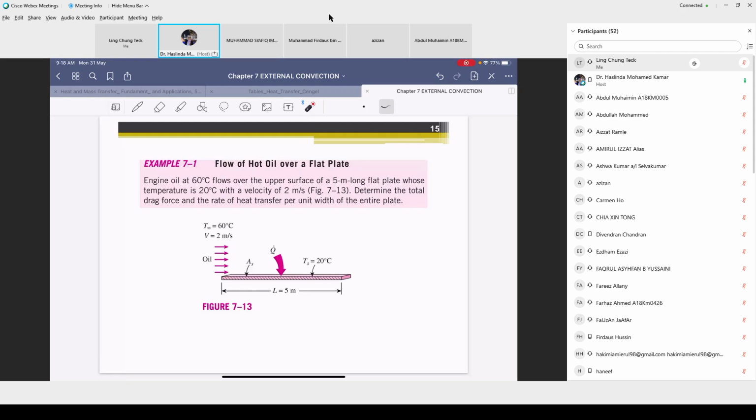So first, what does this question want us to determine? The rate of heat transfer per unit width of the entire plate. If it is the entire plate, first you must remember to determine the Reynolds number for the entire plate. The formula is velocity times the length of the plate, divided by nu.